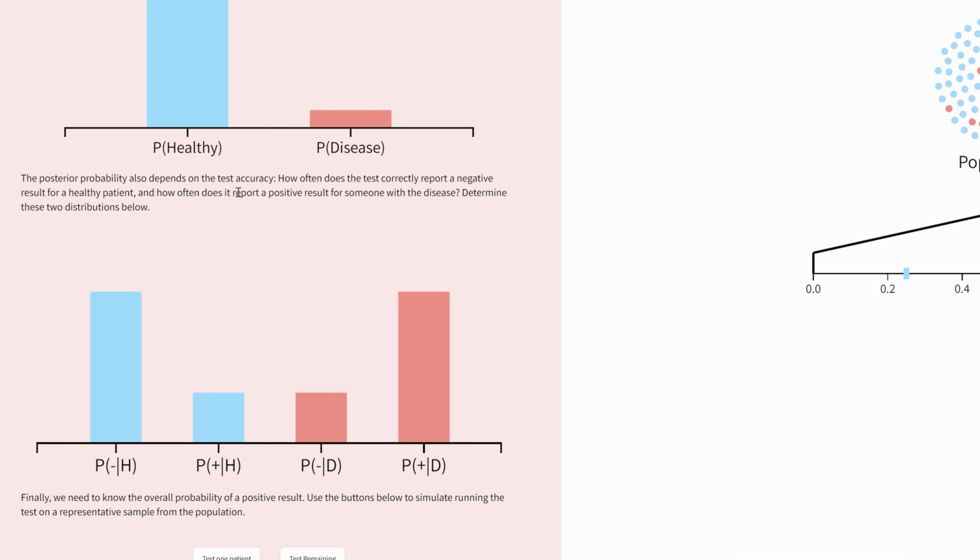So what do we do? The posterior probability also depends on the test accuracy. How often does the test correctly report a negative result for a healthy patient, right? So that's really what you care about. False positives and the like. And how often does it report a positive result for someone with the disease? So this is essentially probability of negative given you're healthy, probability of positive given you're healthy, probability of a negative test given you've got the disease. I mean, obviously these are massive numbers. I think this is just to prove a point, obviously, right?